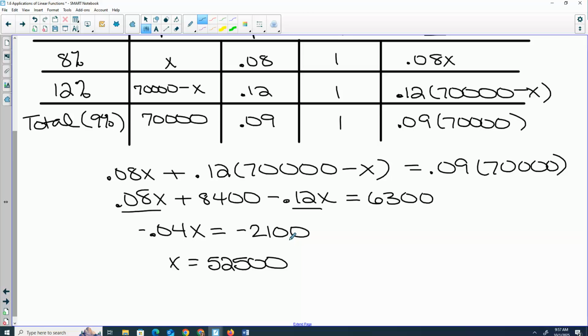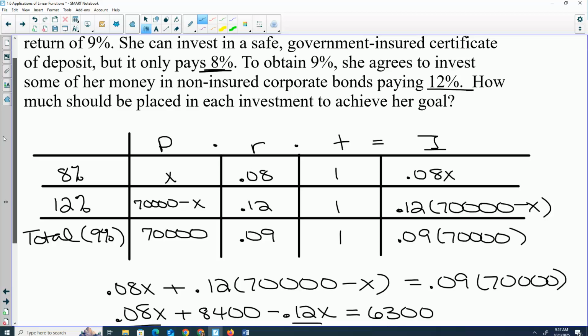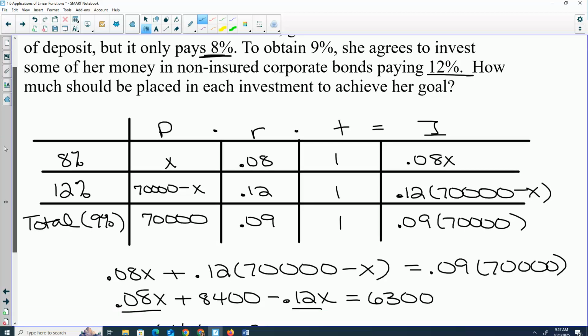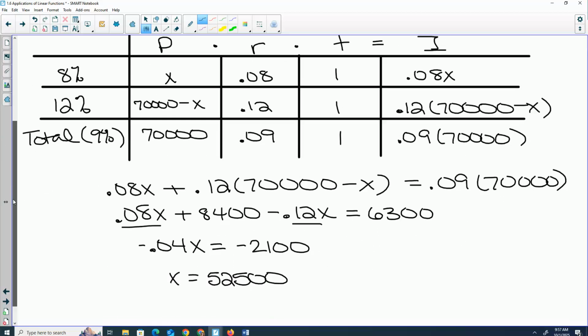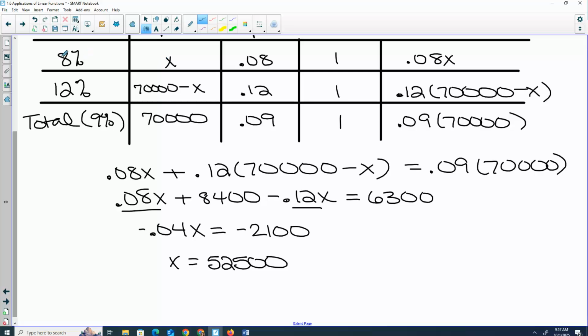Are we done? No, we always have to go back and answer the question. The question said how much should be placed in each investment. So when I look back, I see X is the amount at 8%. So she needs 52,500 at 8%.